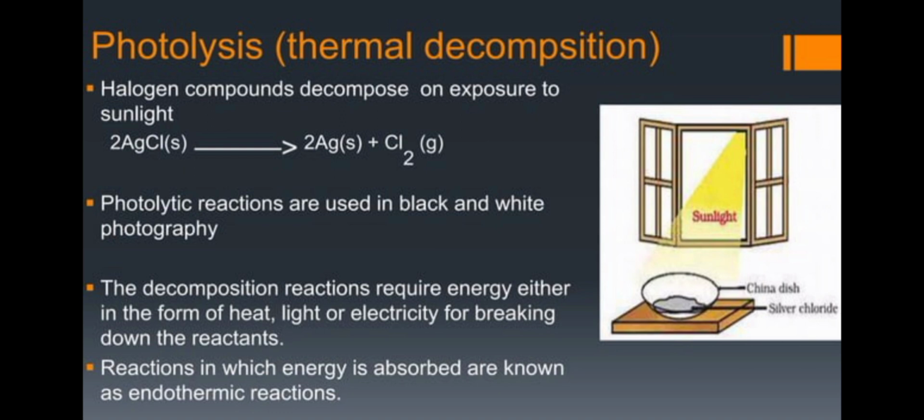The decomposition reactions require energy either in the form of heat, light or electricity for breaking down the reactants. Reactions in which energy is absorbed are known as endothermic reactions.